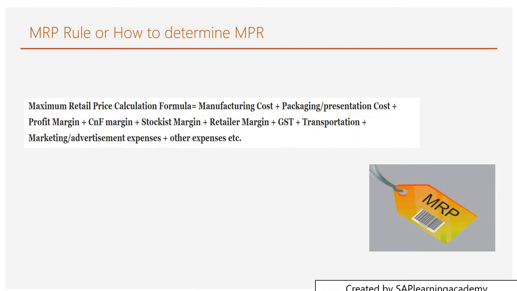Now we will be talking about how to determine the MRP, or what the MRP rule is for the company. There are no specific rules, but there is a set of suggestions or rules that companies follow, like MRP is equal to manufacturing cost plus the packaging cost, profit margin, stock margin, retailer margin, GST, transportation, marketing or advertisement, and other expenses. As I told you in the earlier slide, production cost actually involves most of these things, like the manufacturing cost, packaging cost, and the marketing cost.